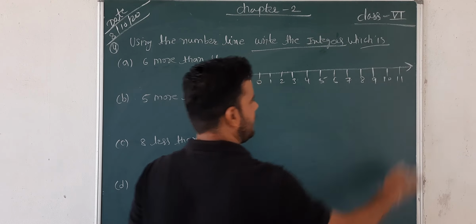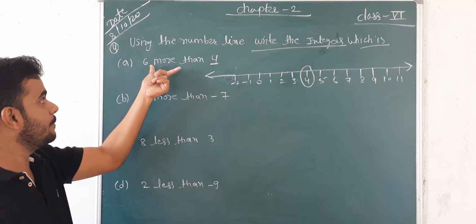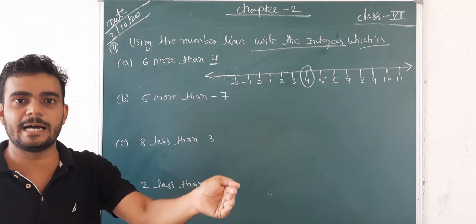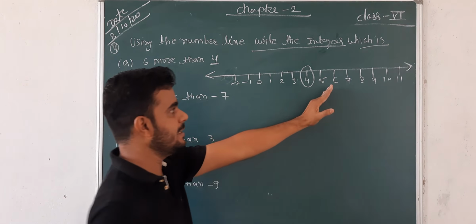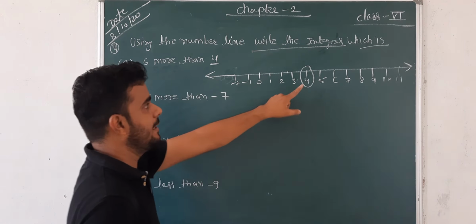Now I told you, if positive symbol is there, then we will move to right hand side. If negative symbol is there, then we will move to left hand side. But here, written "more than" means more. It means positive. So we will increase in right hand side. More than means right hand side. How much? 6. 1, 2, 3, 4, 5, 6. So our answer is 10. So answer of the first question is 10. Any doubt? Okay. Same as next question.